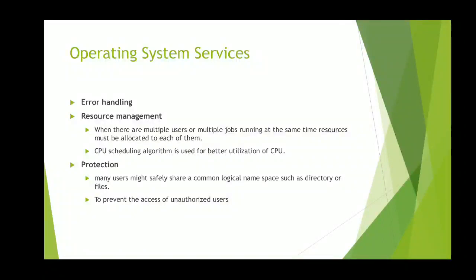The next service of the operating system is the protection and security services. In an operating system, we can execute multiple applications simultaneously. At such a time, it is important that no application interferes with another. To ensure this, the operating system uses a logical namespace. It means that each application runs in a different logical namespace, so the applications cannot interfere with each other.